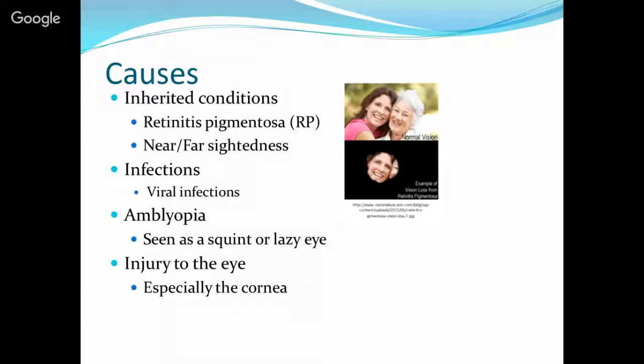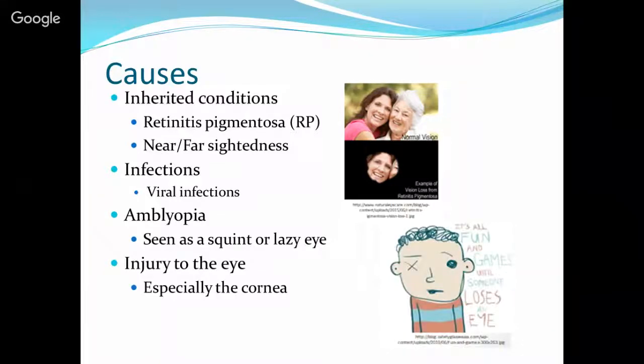They have different things that they come up with to help with that. Or injury to the eye. Sometimes students are out playing and they get something caught in their eye and it damages the cornea, and that will cause them to lose their eyesight. And everyone's heard that it's all fun and games until someone loses an eye, which is true, because once you lose an eye, game over for that eye.